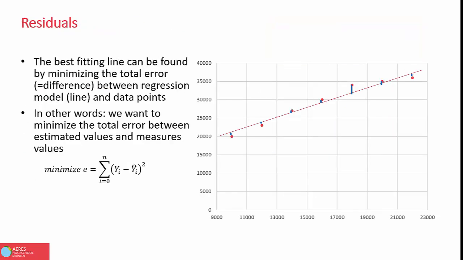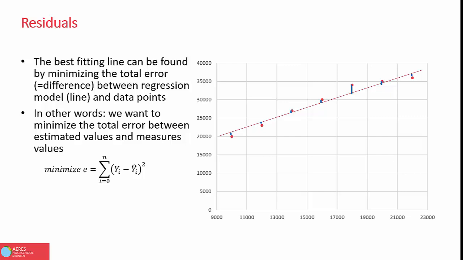So let me explain to you how we find the best fitting line. I'm going to show you one method to do so, using the minimum squared error method. There are other ways to calculate the best fitting line as well, but minimum squared error gives you an idea of how this is done. The best fitting line can be found if we minimize the total error, or the difference that is between our model, which is the line, and the data points. So in this figure, it is shown by the blue bars, and these blue bars represent the difference between data points and the regression model.